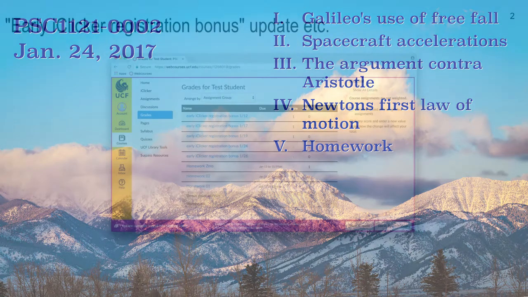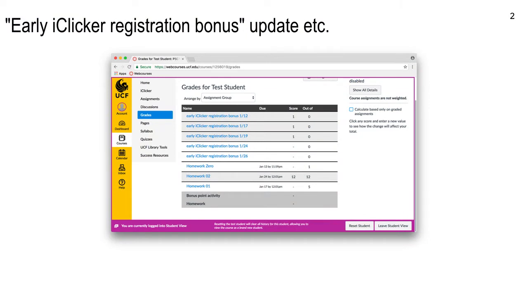I want to just review a couple updates with you concerning grades. I uploaded yesterday the bonus point from Thursday's lecture. Did you synchronize the noon lecture? Okay, good. We'll do it again for early registration. We synchronized the roster right before this class. And so if you registered between Thursday and today, you'll get a bonus point for today.